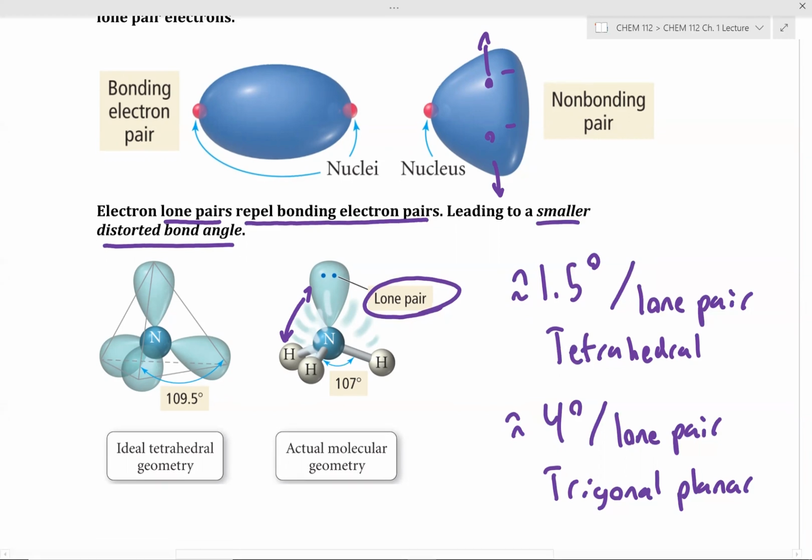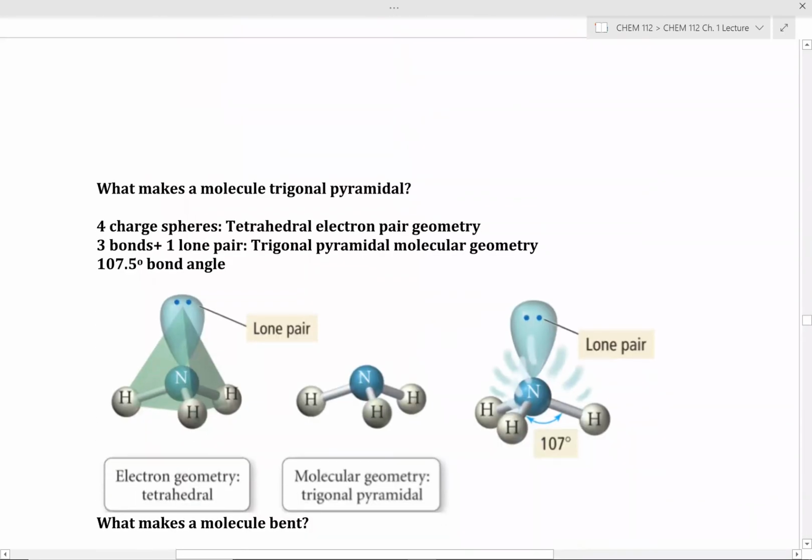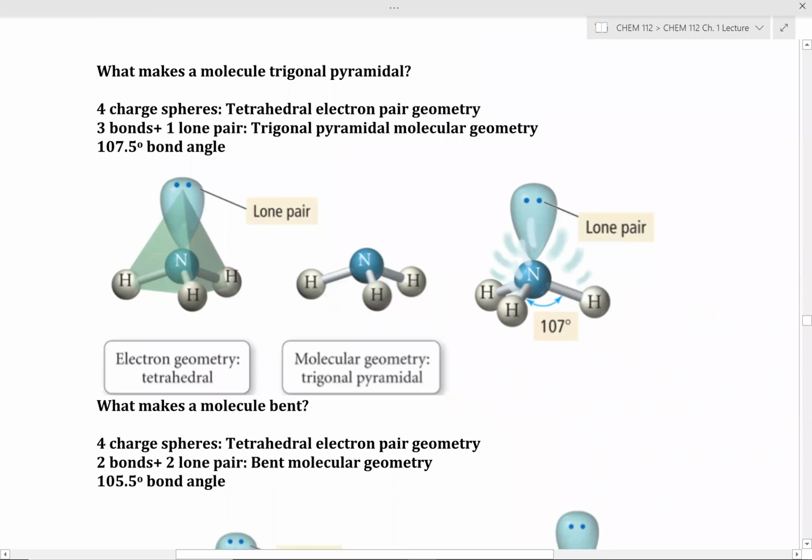Let's now talk about each of our molecular geometries, and there aren't a lot of them. Thankfully, when we're in the realm of organic chemistry, you're going to see primarily tetrahedral and trigonal planar derivatives. So let's talk about the trigonal pyramidal geometry. First and foremost, this occurs when we have 4 charged spheres or a tetrahedral electron pair geometry. So think about it, we have our electron pair geometry, and then we have our molecular geometry. Electron pair is general, molecular geometry is specific. So in this case, when we have 3 bonds and 1 lone pair, that gives us the trigonal pyramidal geometry.